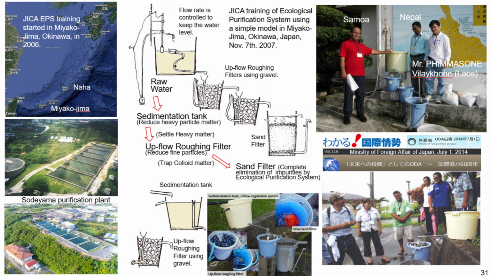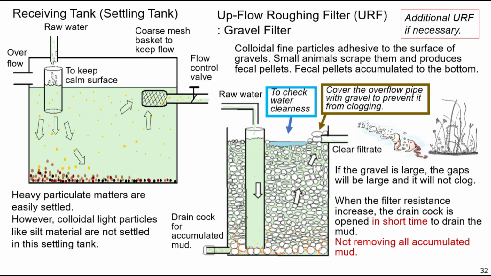I explained the purification mechanism and the purification system using a simple bucket model. At first, the receiving tank is a settling tank. Heavy particulate matter is easily settled. However, colloidal light particles like silt material are not settled in this settling tank.